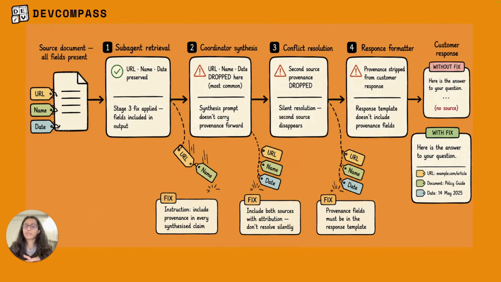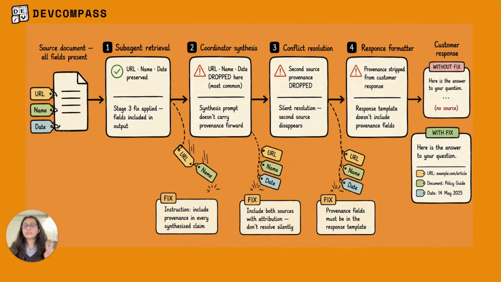First is the sub-agent retrieval. The sub-agent finds the document. All 3 fields are present in the retrieval result. We fixed this instruction in stage 3, so the sub-agent is now instructed to include them. So provenance is intact here.